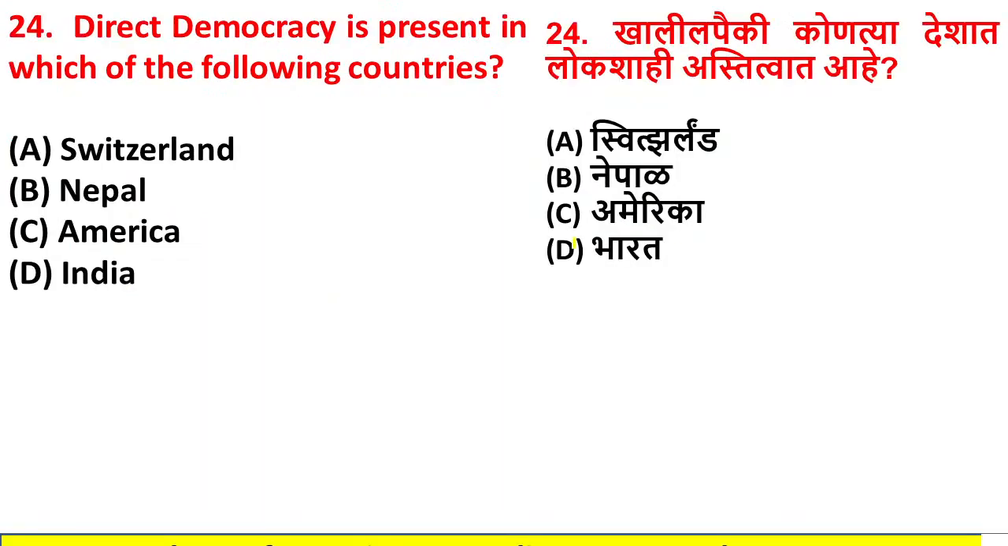Yes. Question number 24. Direct democracy is present in which of the following countries? Option A, Switzerland. Option B, Nepal. Option C, America. Option D, India. Type the answer for question number 24.